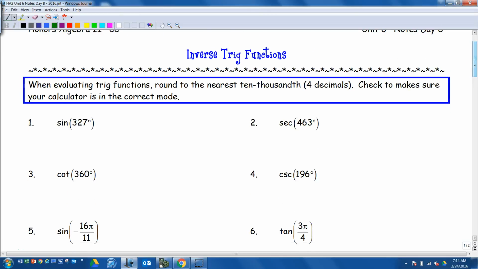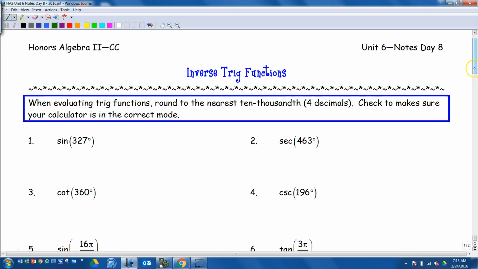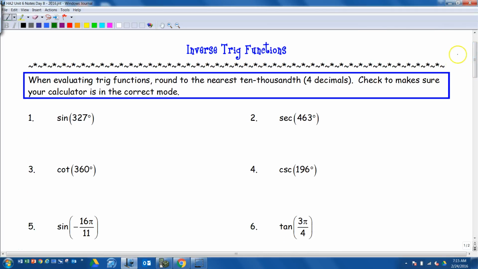Alright class, today is just doing inverse trig and also typing in trig functions in your calculator. When you evaluate a trig function, find the ratio. We always round that to 4 decimals and check to make sure you're in the correct mode. Okay, so for these first 4 we're going to be in degree mode.